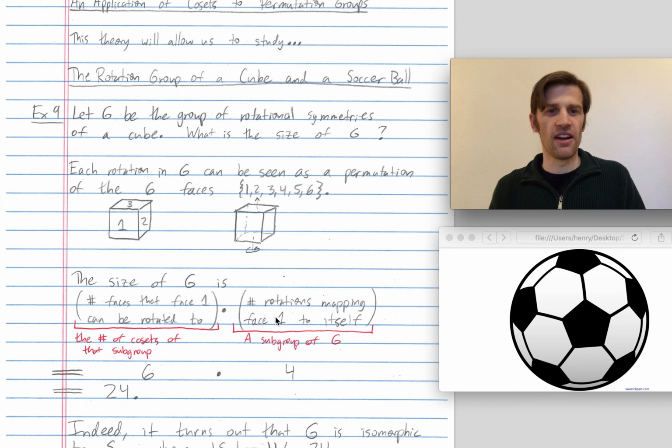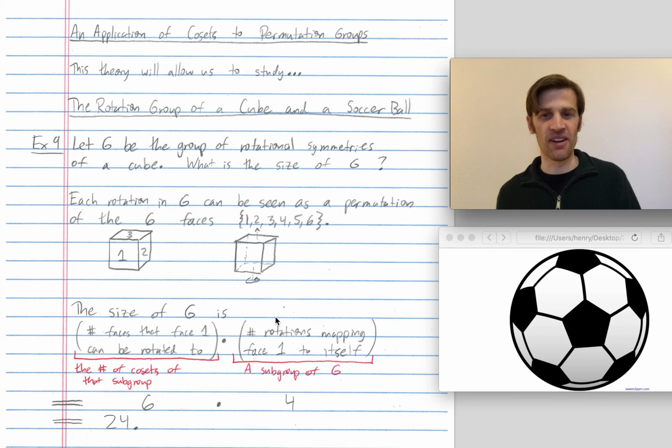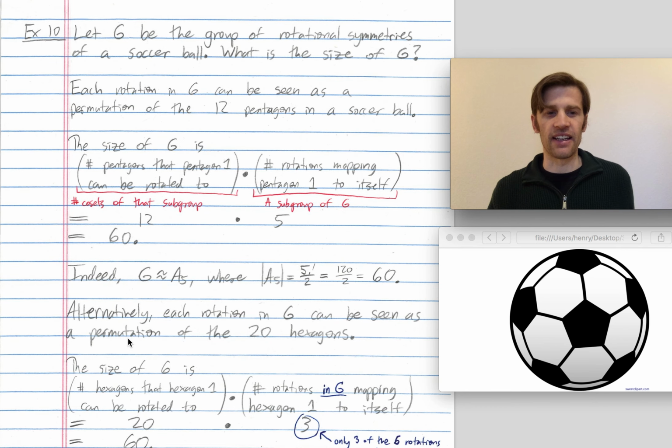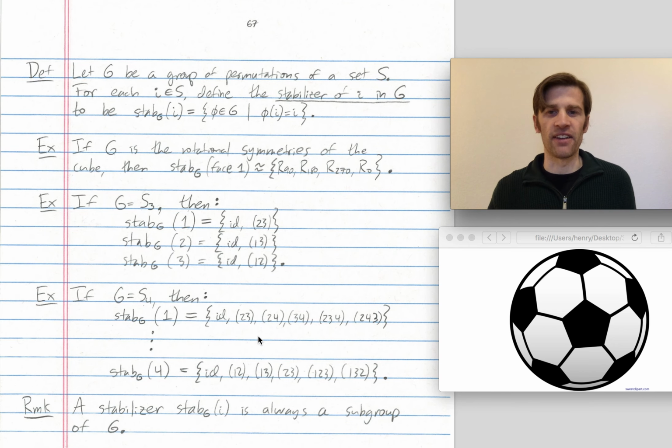Okay, so to end this video, I have not told you the orbit stabilizer theorem. I haven't defined orbits for you, but I've given you examples of how to use the orbit stabilizer theorem. You can use the orbit stabilizer theorem to count the size of a group by focusing attention on one element or one face, counting the group elements that fix that face and how many different places that face can get mapped. We used this to count the size of the rotation group of the cube, which was size 24. We used this to count the size of the rotation group of the soccer ball, which was size 60.